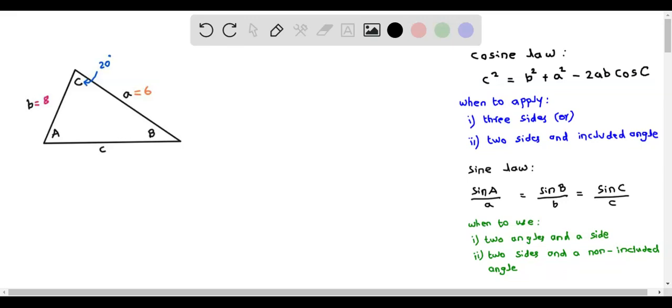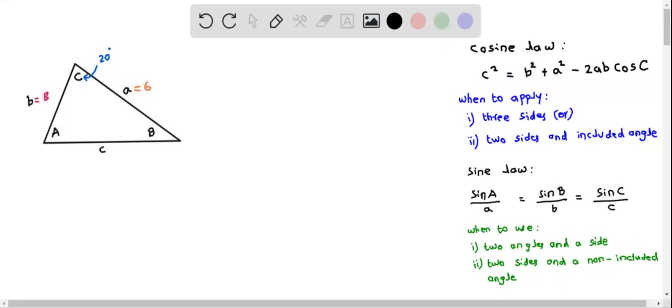Let's solve this triangle using either cosine law or sine law, or we could use both laws. So we are given two side lengths, that is b equals 8, a equals 6, and we are also given one included angle, that is angle C, given as 20 degrees.